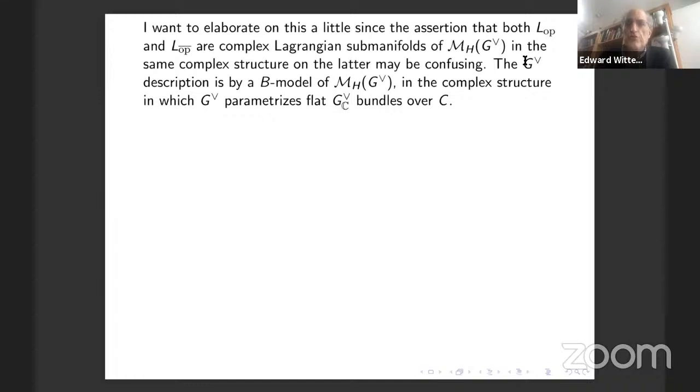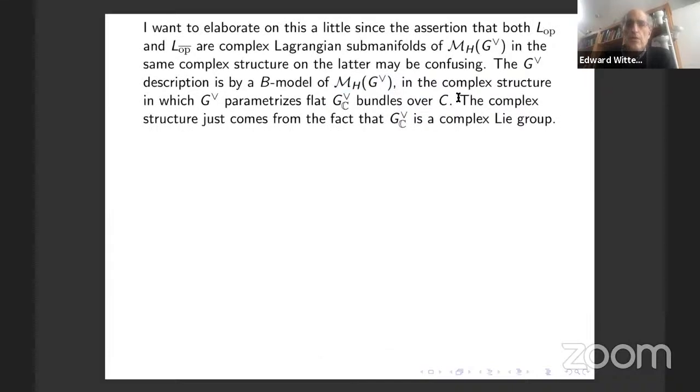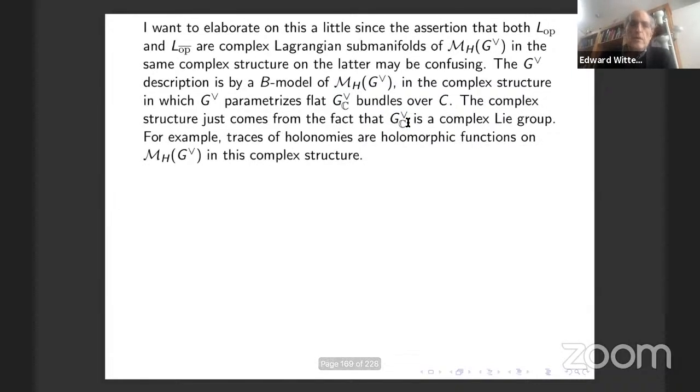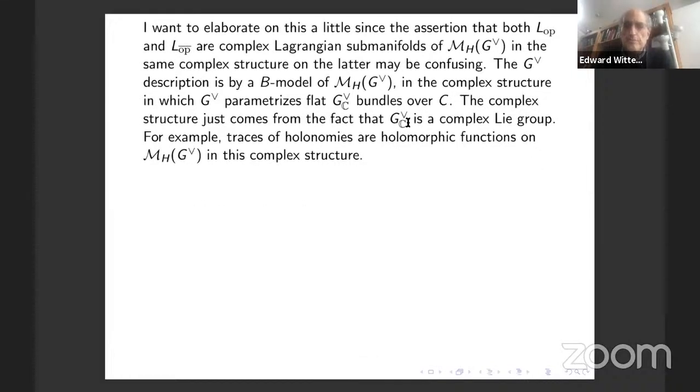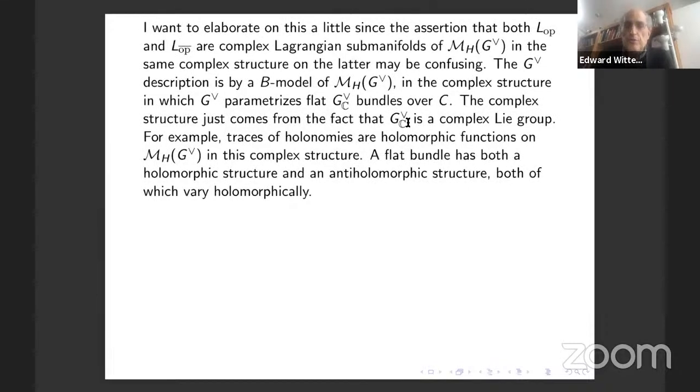So the G-dual description is by a B-model of the Higgs bundle moduli space in which the moduli space parameterizes flat G-dual bundles over C. The complex structure just comes from the fact that G-dual sub C is a complex Lie group. So for example, traces of holonomies are holomorphic functions in this complex structure, leading to Maxime's question from a few minutes ago. Maxime's question was whether this kind of holomorphic function is allowed. As a physicist, I'd say it's up to us what class of observables we want to study, and duality could be applied to either class. But for this present discussion, it makes sense to include this class.